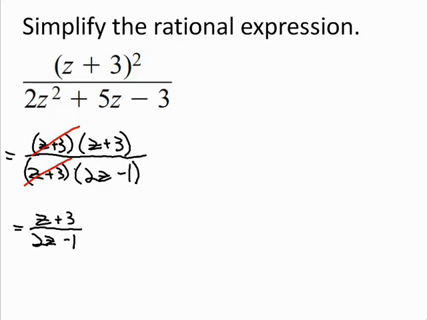This expression has to have the same domain as the original expression. In the original expression, there is a z plus 3 in the denominator, so z plus 3 cannot be equal to 0. Set z plus 3 equal to 0 and solve for z. Subtract 3 from each side. z equals negative 3. The simplified expression is z plus 3 divided by 2z minus 1, where z is not equal to negative 3.